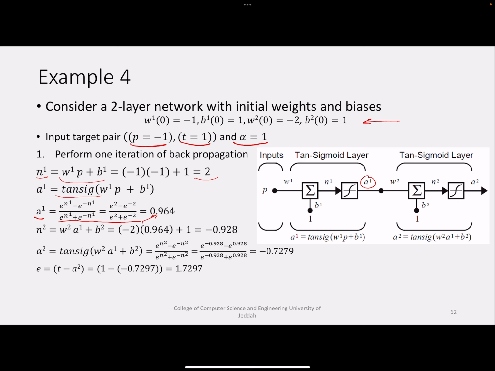Use that as input to the second layer, of course, and you compute the intermediate output n2. Over here, that is a1 right here being used, and you get the intermediate output n2 of the second layer. Give that as input to the activation function, and you get a2 comes out to -0.7279. And since we have the target value, which is +1, we now have the output value. That lets us compute the error, which is 1.7297.